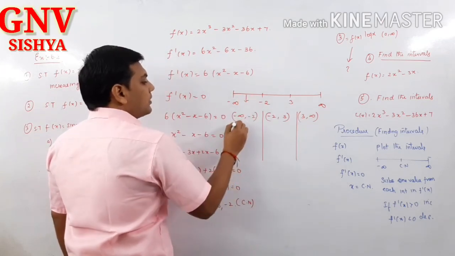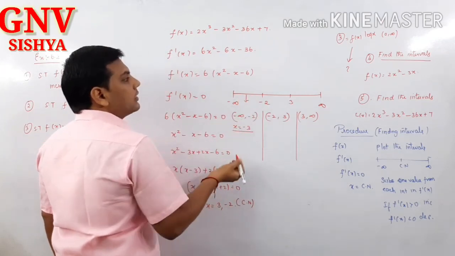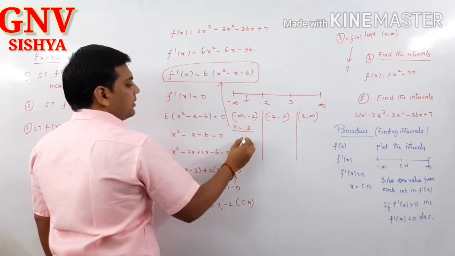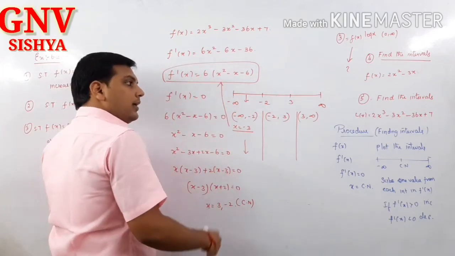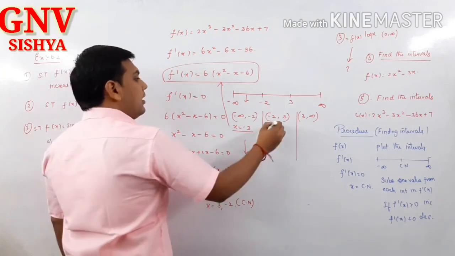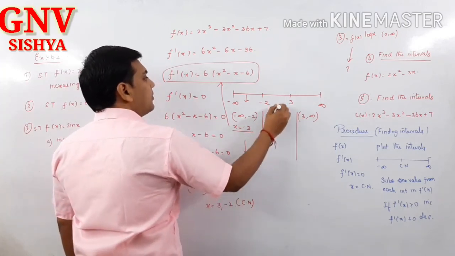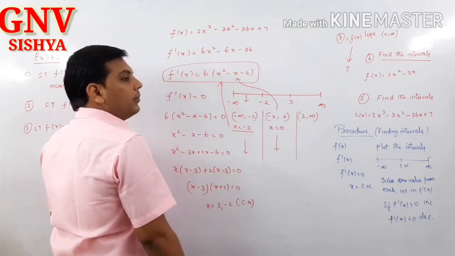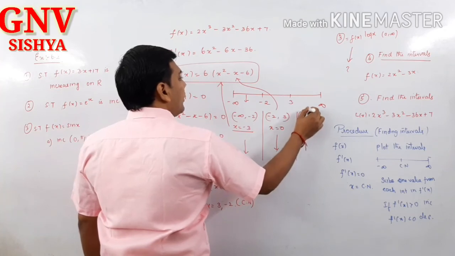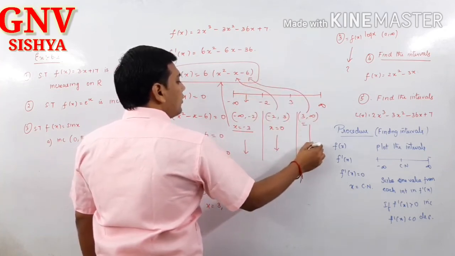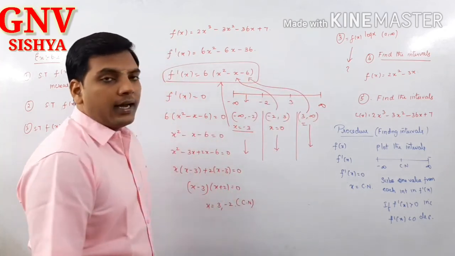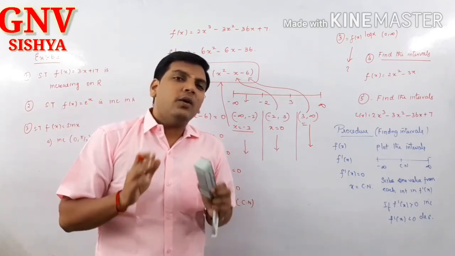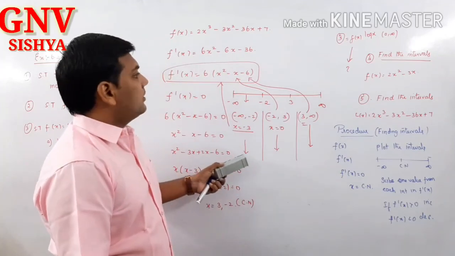Now take one value, substitute x equal to minus 3 in f dash of x. Check what answer you are getting. Positive means increasing, negative means decreasing. Take one value, x equal to 0, substitute in this interval, and check what you are getting. Positive means increasing, negative means decreasing. And again take one value, substitute in f dash of x, and check. Can you understand the logic? Yes, very simple. I think this is question number 5.